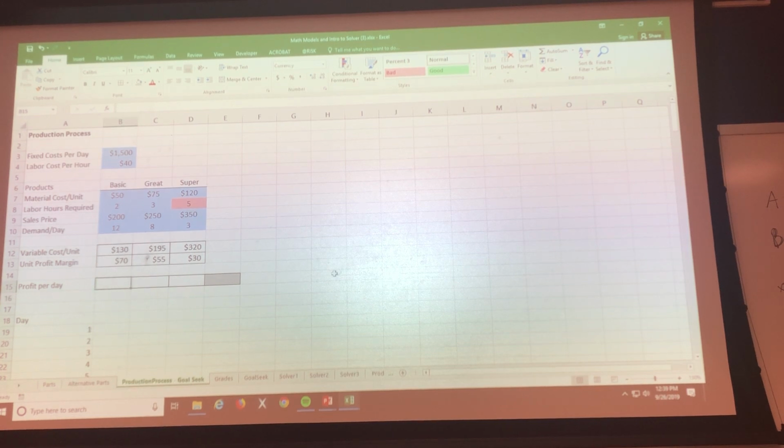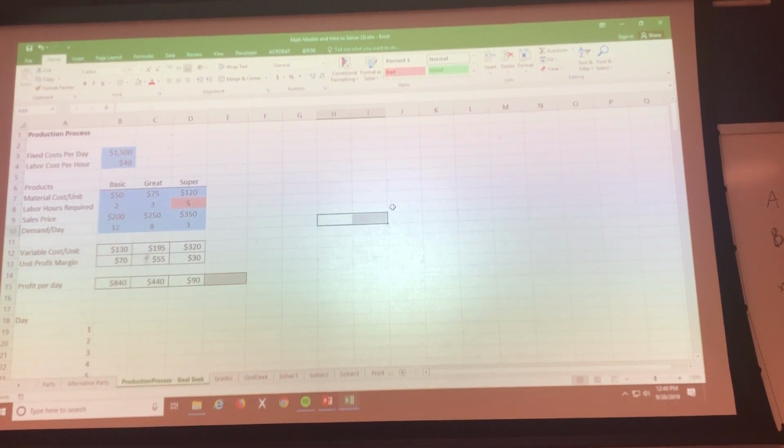There we go. And then the profit per day is just basically gonna be a matter of, well, what was your unit profit and how many of them do you anticipate selling each day, the demand per day. Okay, so $70, we sell 12 of them a day, $840. Now here's the problem so far at this point. We haven't actually accounted for fixed costs anywhere.